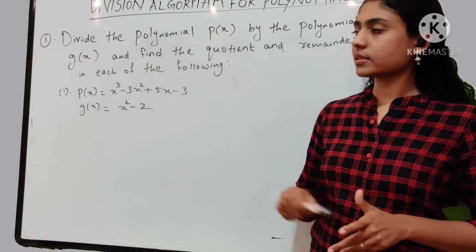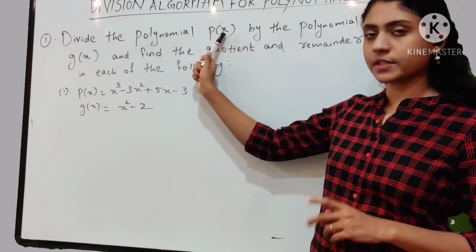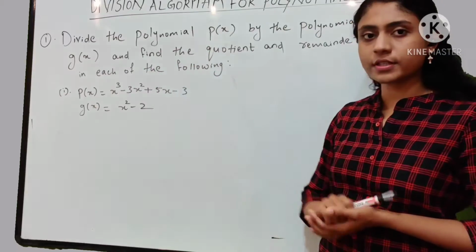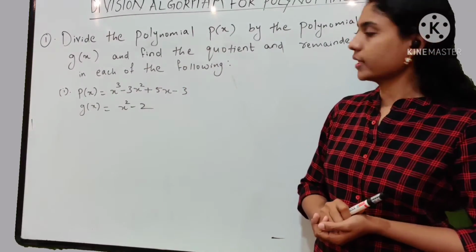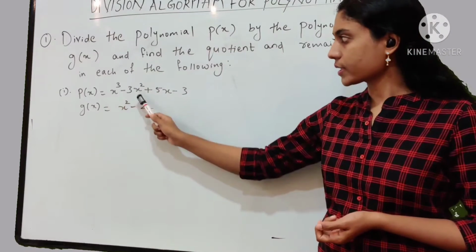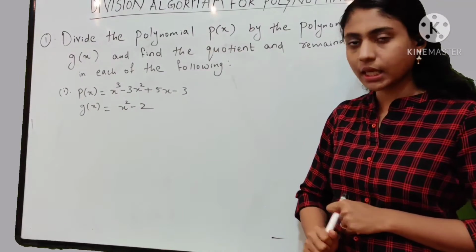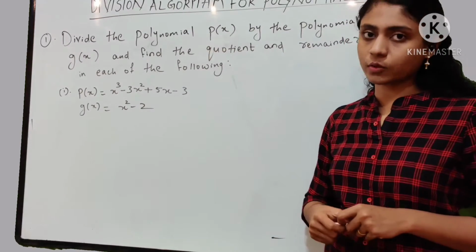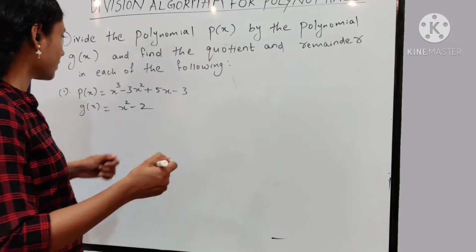So the first question is to divide the polynomial p of x by the polynomial g of x, where p of x is the dividend and g of x is the divisor, and find the quotient and remainder in each of the following cases. In the first question, the polynomials are p of x equal to x cube minus 3x square plus 5x minus 3 and g of x is equal to x square minus 2. So we can perform the polynomial division.